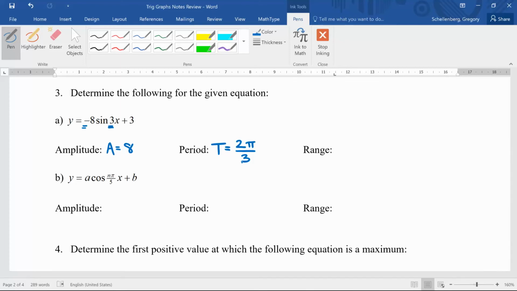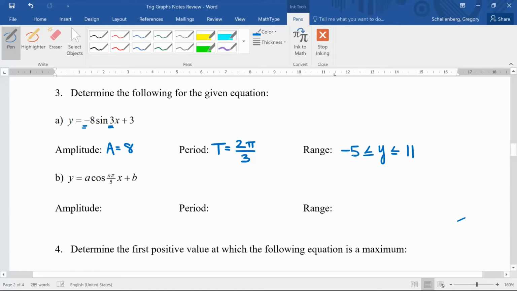Okay, range, so we've got to take into consideration the q value and the a value. So we're going to say that y is less than or equal to, now q plus a, 3 plus 8 is 11. That's our max value. And 3 minus 8 is -5. That's our min value. So y has to be greater than or equal to -5.